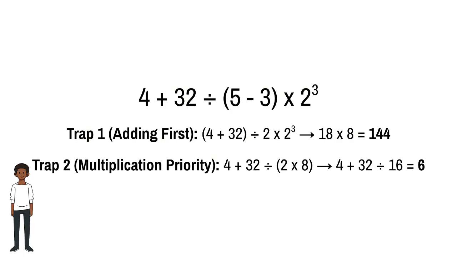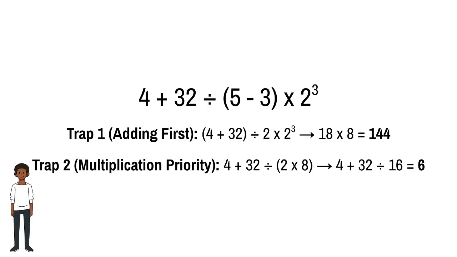What is the value of 4 + 32 ÷ (5 − 3) × 2³? This problem features two major traps that trip up thousands of students. Trap number 1: adding 4 and 32 first to get 36, leading to an incorrect answer of 144.